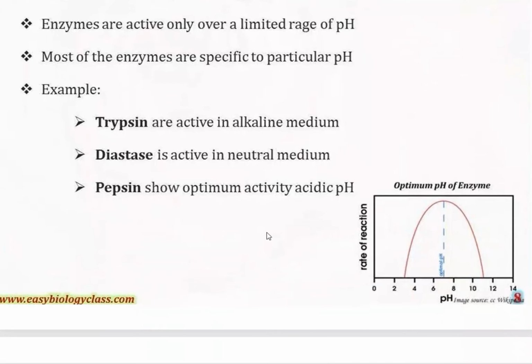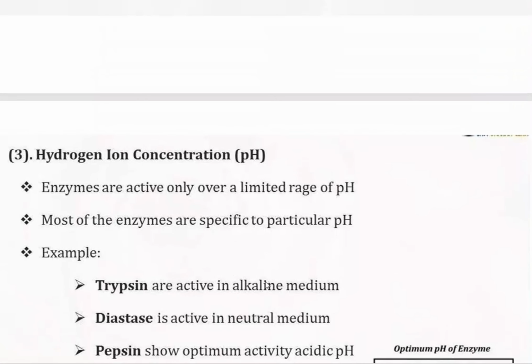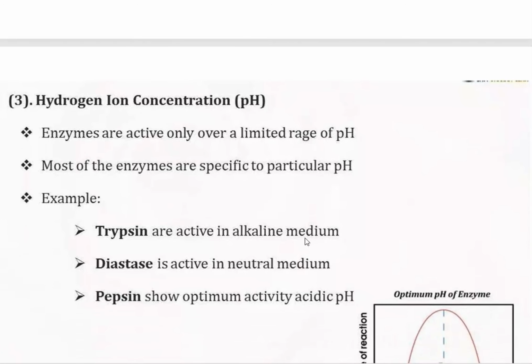It shows that pH decides the charge of the amino acid residues at the active site. The net charge on the enzyme protein would influence substrate binding and catalytic activity. Optimum pH may vary depending on the temperature, concentration of substrate, presence of ions, etc. An example is that trypsin is active in alkaline medium, whereas diastase is active in neutral medium, and pepsin shows optimum activity in acidic medium. So these are examples of pH where the enzyme activity is highest.